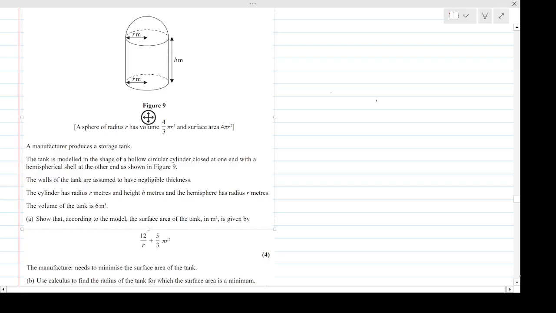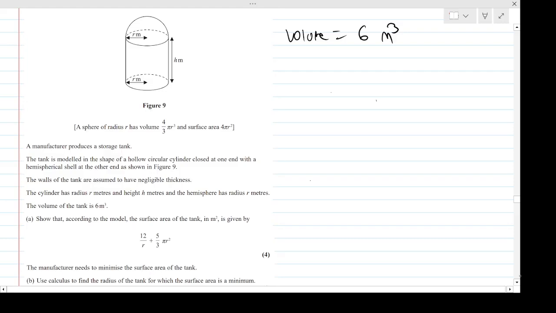Shell at the other end, right? And they've drawn it for us. The walls are assumed to be negligible thickness. The cylinder has radius r and height h meters, and the hemisphere has radius r. They've drawn all that on the diagram as well. The volume of the tank is 6. So immediately I'm going to note that the volume is 6 meters cubed. And again, a very typical question here. We need to show that the surface area of the tank is this expression here.